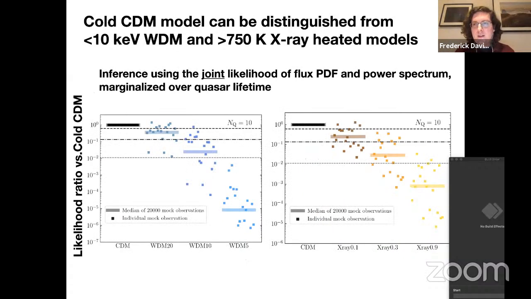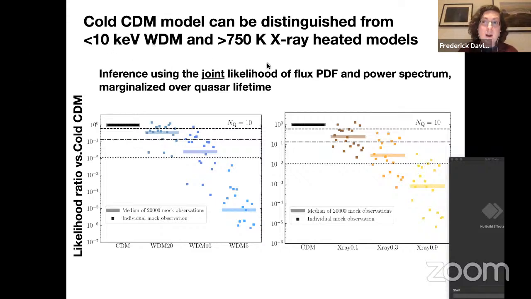If we now perform inference from these spectra, this is a reasonably challenging procedure to do, because we know that the likelihoods are not particularly multivariate Gaussian, so we have to do a little bit of trickery in order to get rid of that. But we find that in principle, with a sample of 10 redshift 7.5 quasars with moderate resolution and reasonably high signal to noise, we should be able to constrain warm dark matter models up to about 10 keV.